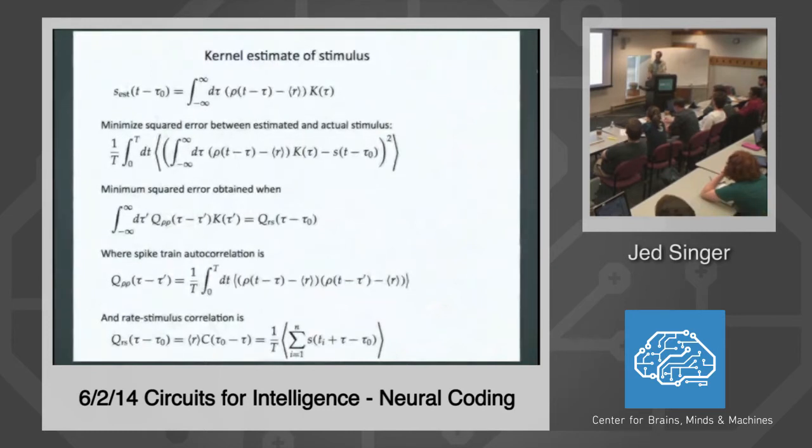Given the time, I think I'm not going to run through this math, but the basic setup is we have some kernel that we're convolving with our spike train, and we're using that convolution to get an estimate of the stimulus at time t minus tau naught. We want to optimize this kernel. Optimizing the kernel means minimizing the squared error between the estimated stimulus and the actual stimulus.